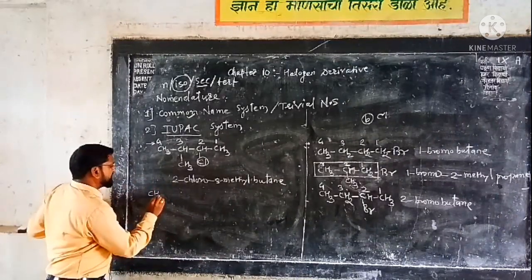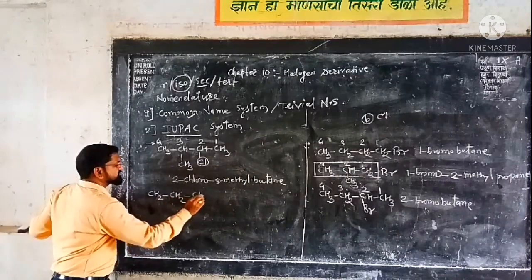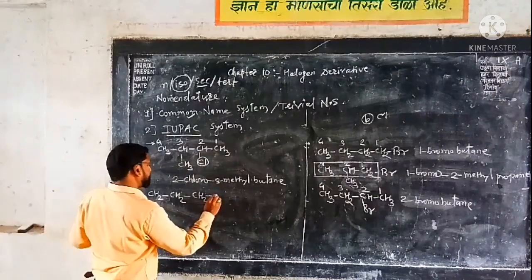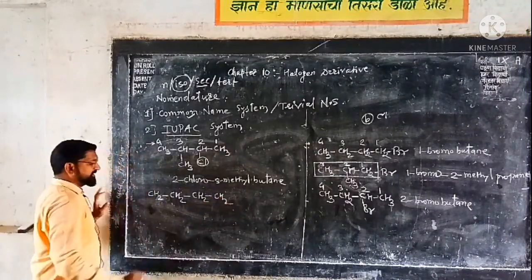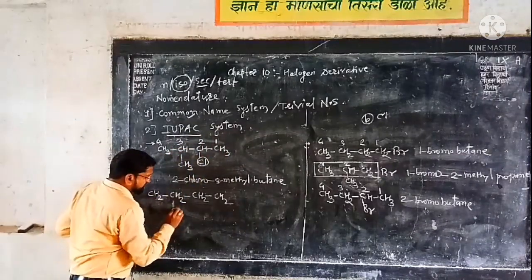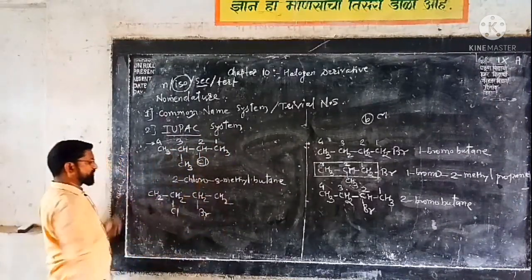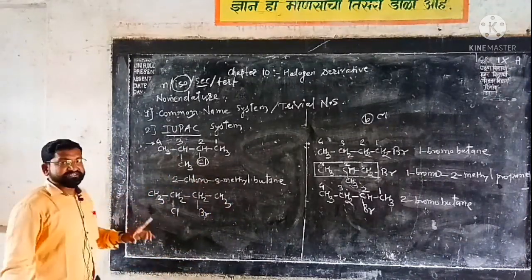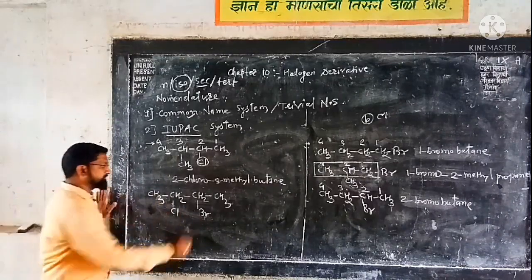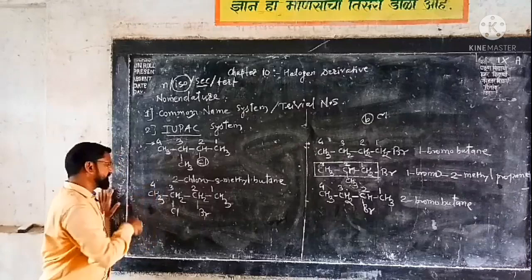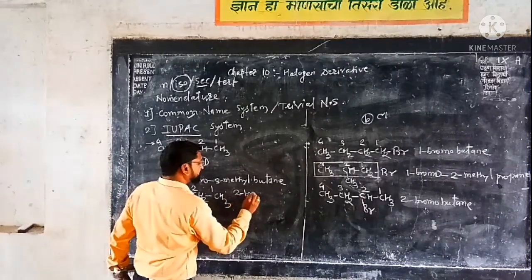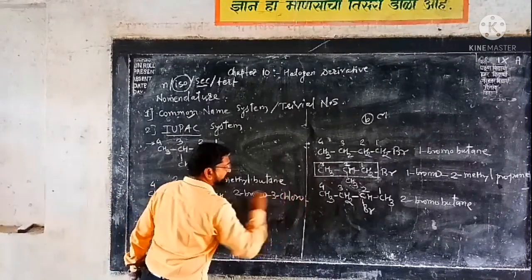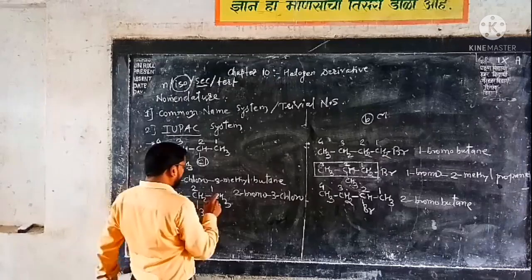CH3. Okay? CH2, CH2, CH2. Wait a moment. CH2. Okay. Now Cl and here there is a bromine. Now in this case, bromine alphabetically comes first. Therefore 1, 2, 3, 4. So it will become what? 2-bromo, 3-chloro. Alphabetically, okay? 2-bromo-3-chloro, 1, 2, 3, 4.